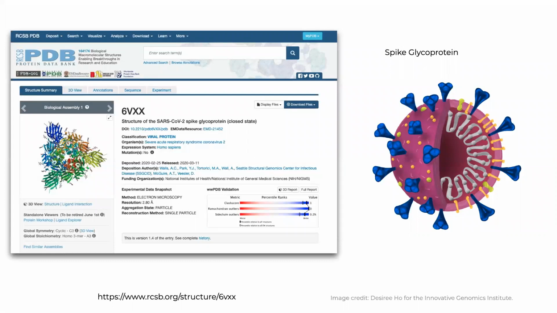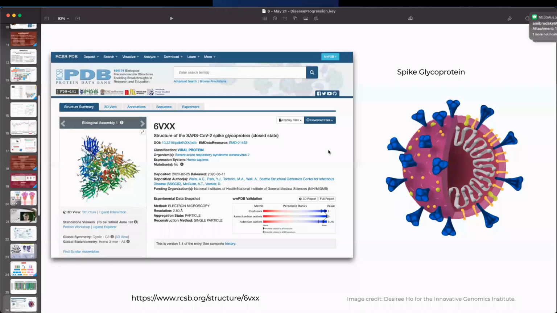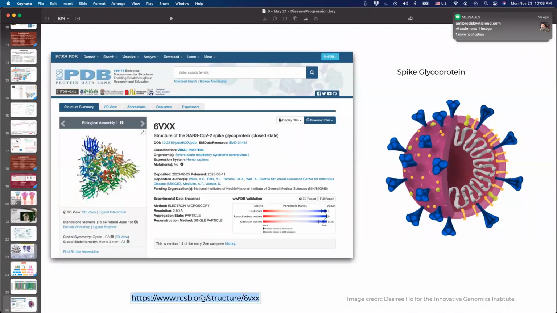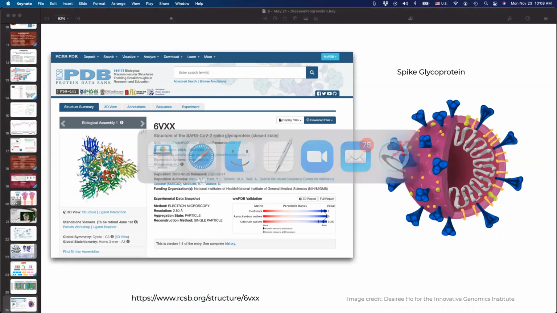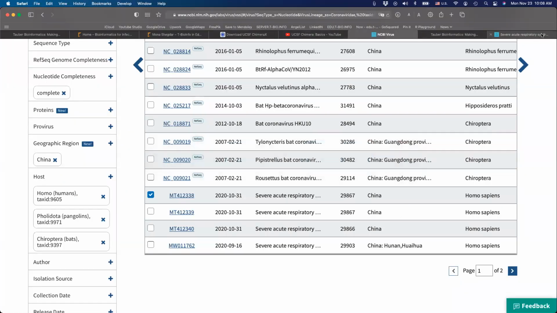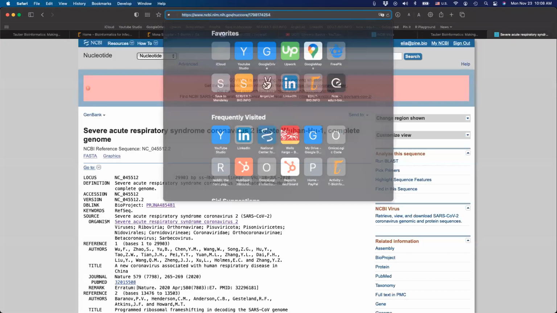It is stored, as we talked about last time, on the data bank called Protein Data Bank. Let's take a look at this specific structure. This is the structure that you would find on the Protein Data Bank. So let's go and download this protein model.